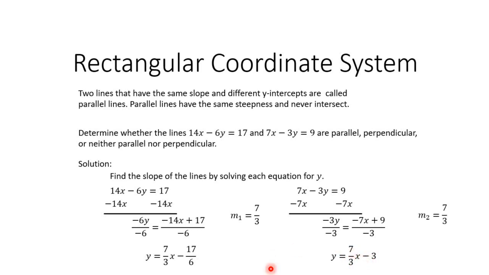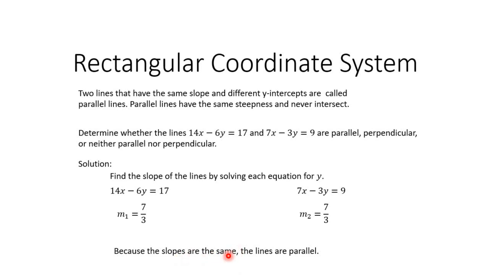And remember, parallel lines are lines that have the same slopes but different y-intercepts. These two equations are lines that have the same slope, 7 over 3, but different y-intercepts. So that is how we find out if two lines are parallel to each other. So I say these two lines are parallel because they have the same slope.